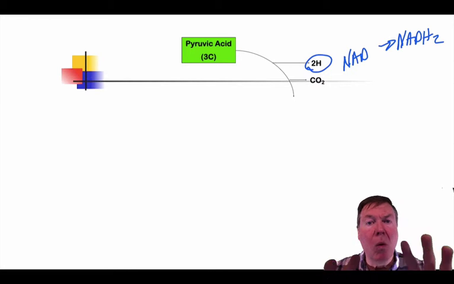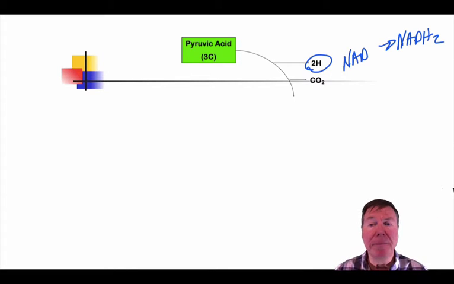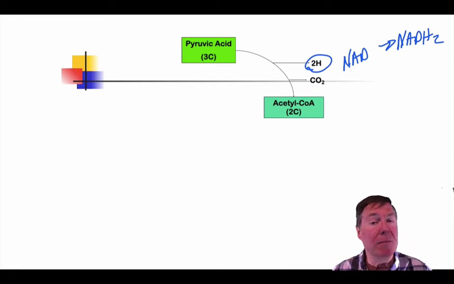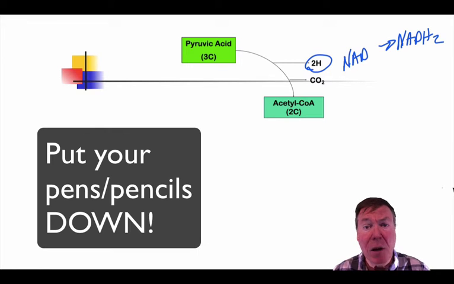Where does that go? Don't worry about it. We'll get to that. Just need to know that we've lost 2 hydrogens and carbon dioxide. What does it become? It becomes this acetyl-CoA thing. Do you need to know that? No, you don't need to know any of this. I'm just explaining to you. Don't look at this and go, oh my God, I'll never get this. Put your pencils down, guys.